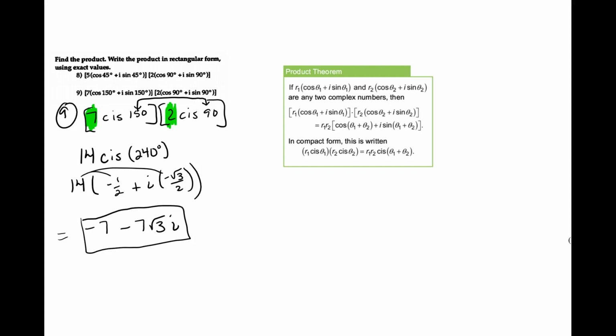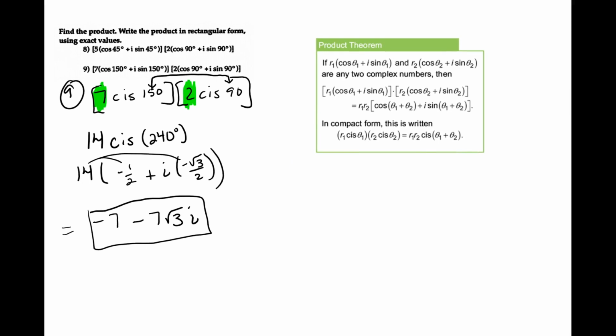So those were two really simple examples of applying this quote-unquote product theorem. Not much to figure out. Again, you really do need a working knowledge of the unit circle, or at least have a copy of the unit circle in order to get this done.